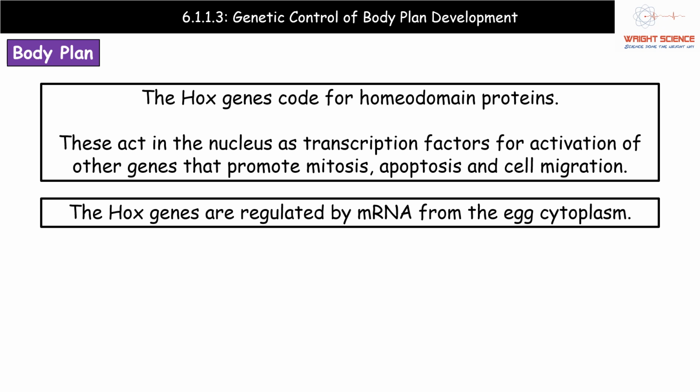So the HOX genes are going to code for these homeodomain proteins, and as we've already mentioned, these are acting as transcription factors in the nucleus for activating other genes. And these other genes that they're activating are all to do with either promoting mitosis, apoptosis, or cell migration. So mitosis is obviously that division of the nucleus that leads to a proliferation of our cells. Apoptosis is our programmed cell death, and cell migration, relocating cells to key regions. And the Hox genes are actually regulated by messenger RNA from the egg's cytoplasm.